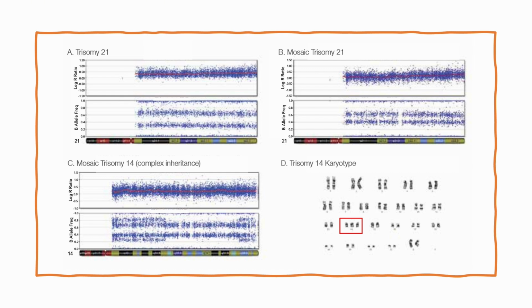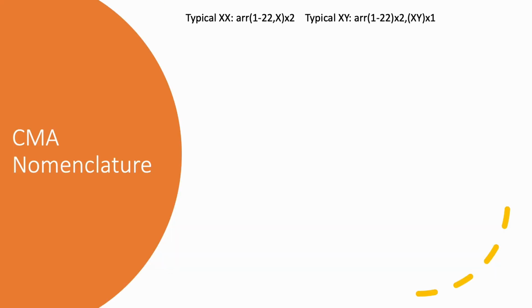By capturing these complex patterns, SNP microarrays can provide critical insights into the genetic landscape of individuals with mosaicism, enabling more accurate diagnoses and a better understanding of the condition's implications. Understanding chromosomal microarray nomenclature is important for interpreting results effectively. Let's break down how we typically see this nomenclature.